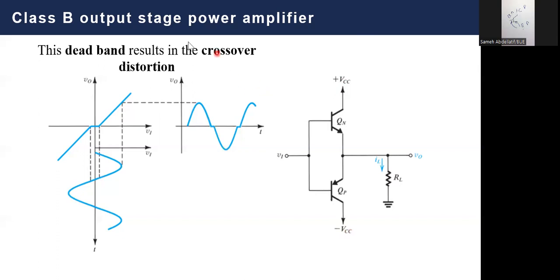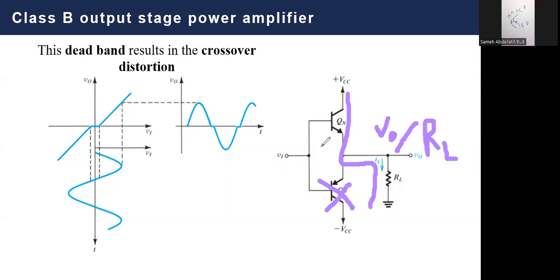In this case, the current flow in your circuit will be something like that. The whole current flowing in QN will automatically go to the load because this is turned off. So you can say that the current flowing here is simply V output over RL. But take care, this happens only in the positive half cycle. So if you would like to make a chart for this current flowing, it will look like that.